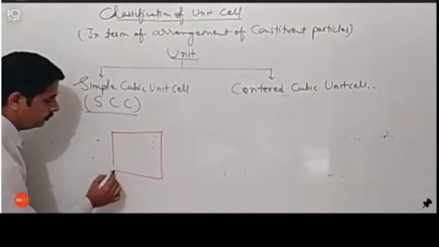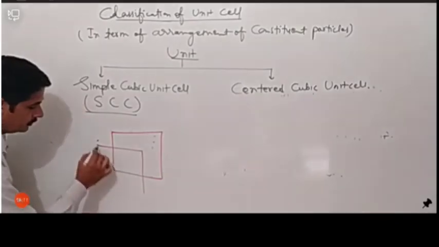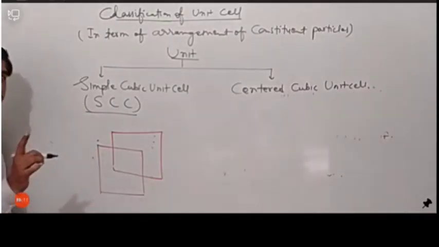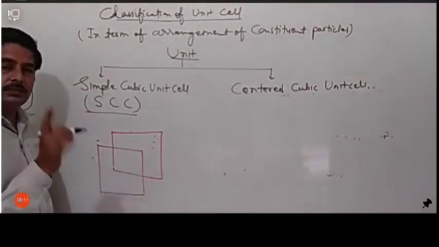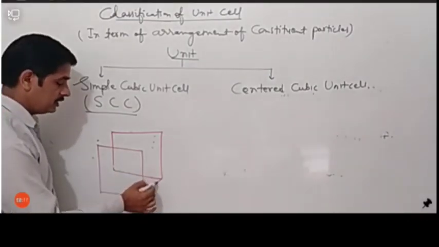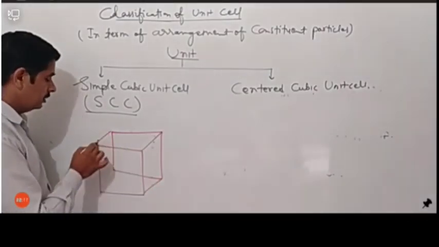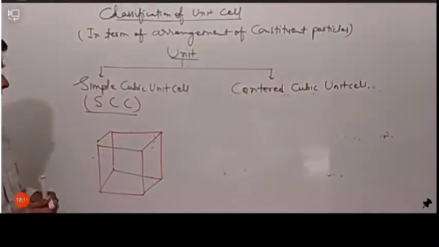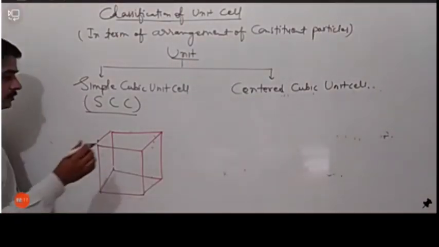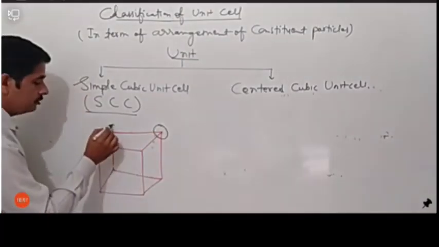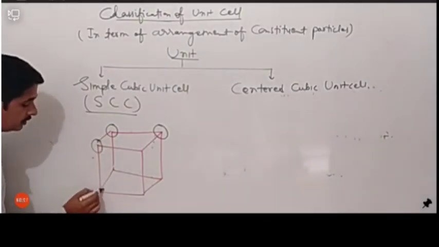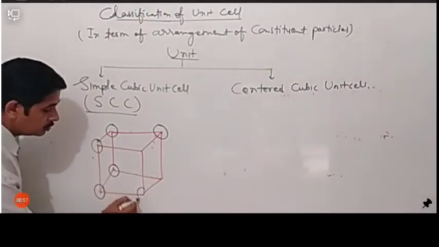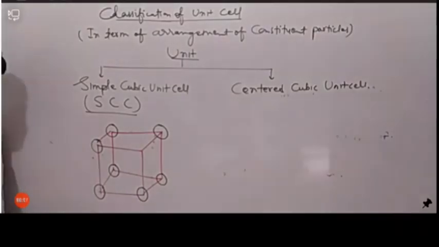First draw a cube. We are considering only a unit cell, not a crystal lattice. Keep in mind, we are talking only about the unit cell. We are not talking about the crystal lattice. In the unit cell, we have a particle at the corners, all corners. We know that there are 8 corners in a cube, so at each corner there will be a particle.